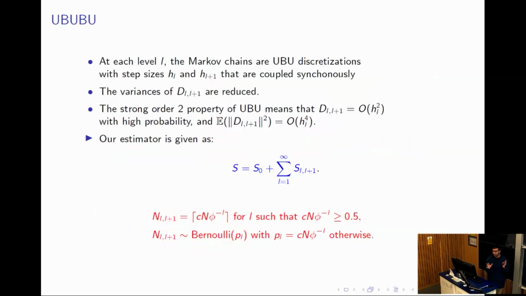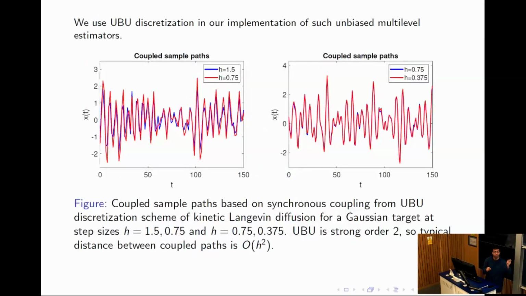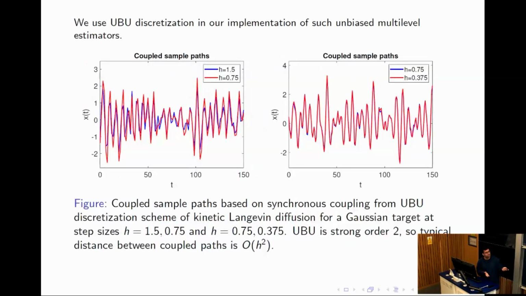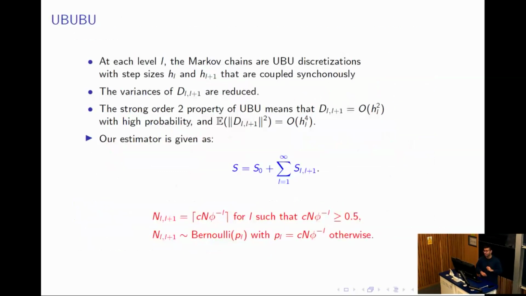To give you an overview of the U-Bu scheme, I've given this bullet point scheme, which will hopefully help you understand this more easily. At each level L, the Markov chains are based on U-Bu discretizations with two step sizes, h_L and h_{L+1}, and they are coupled synchronously. As a result, the variances will also be reduced. The strong order 2 property of U-Bu that I mentioned previously means that this difference is of order h_L squared, and our estimator overall is just given by this.